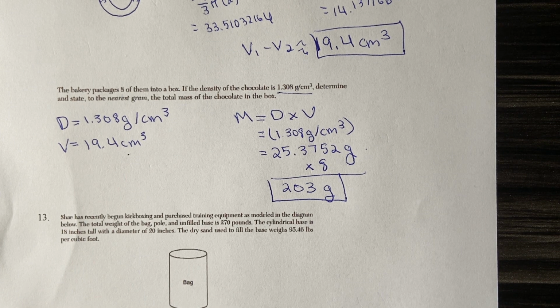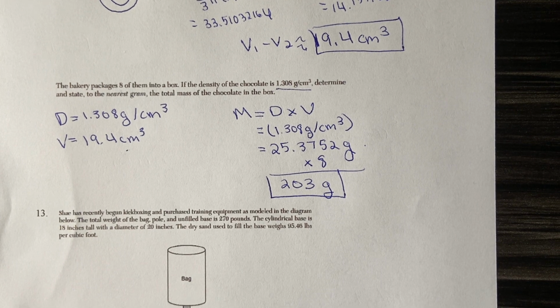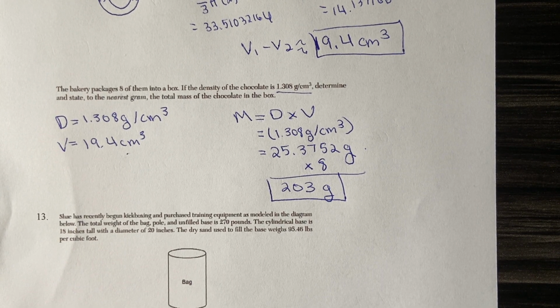So that's that one. So then the last one, I'm not going to lie, is kind of hard. So it says, Shay has recently begun kickboxing and purchased training equipment as modeled in the diagram below. The total weight of the bag, pole, and unfilled base is 270 pounds. The cylindrical base is 18 inches tall with a diameter of 20 inches. The dry sand used to fill the base weighs 95.46 pounds per cubic foot. To the nearest pound, determine and state the total weight of the training equipment if the base is only filled to 85% of its capacity.